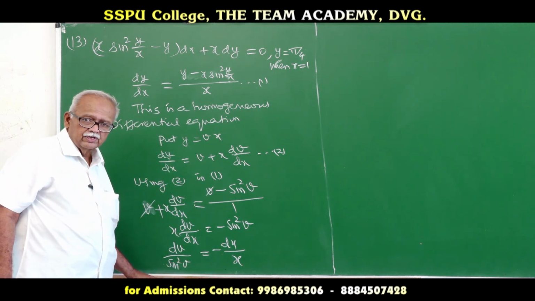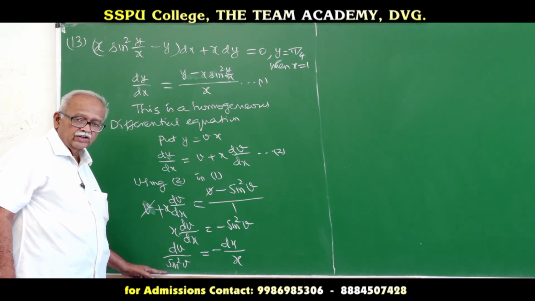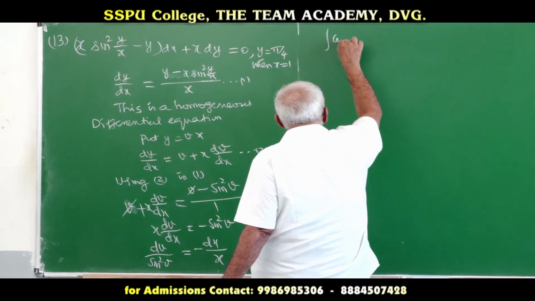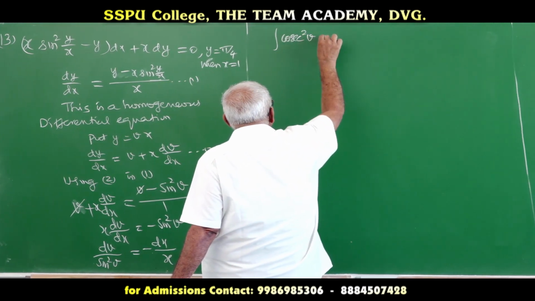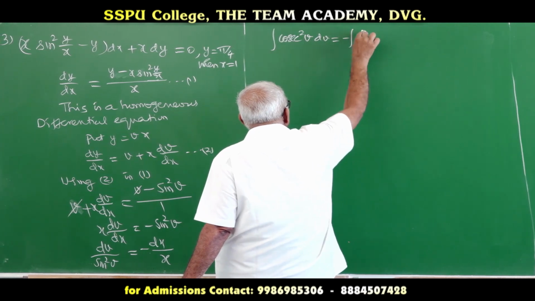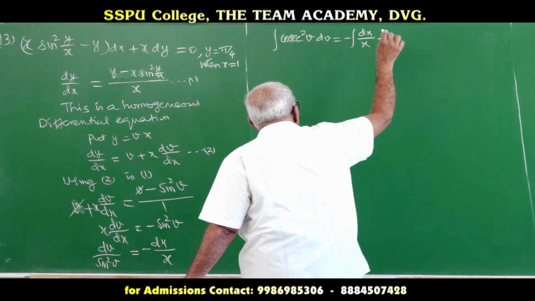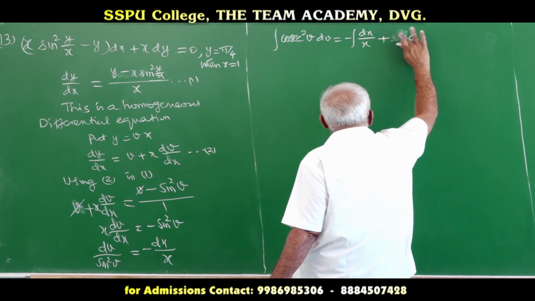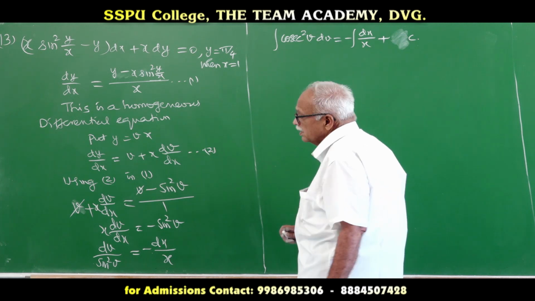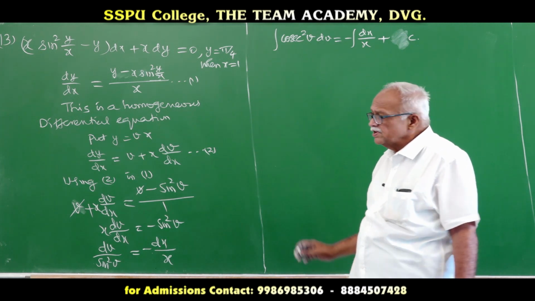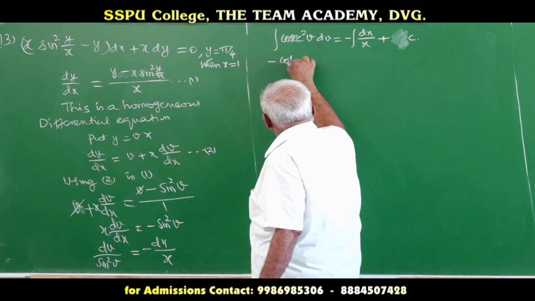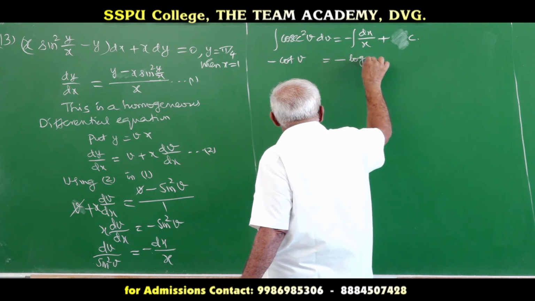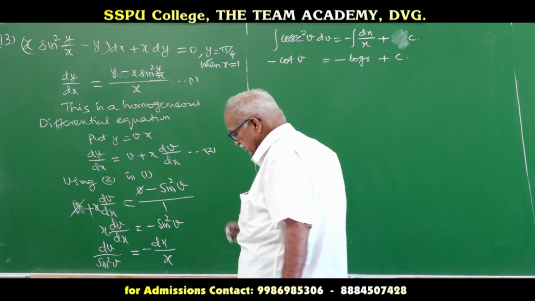Now variable separable is over. This is cosecant square v. So integration, what is the integration here? Integral of cosecant square v dv is equal to minus integral dx by x, plus a constant. We can take this constant also as log c, or you can take it as c first. What is the integration of cosecant square v? We know that it is minus cot v, and this is minus log x plus c.